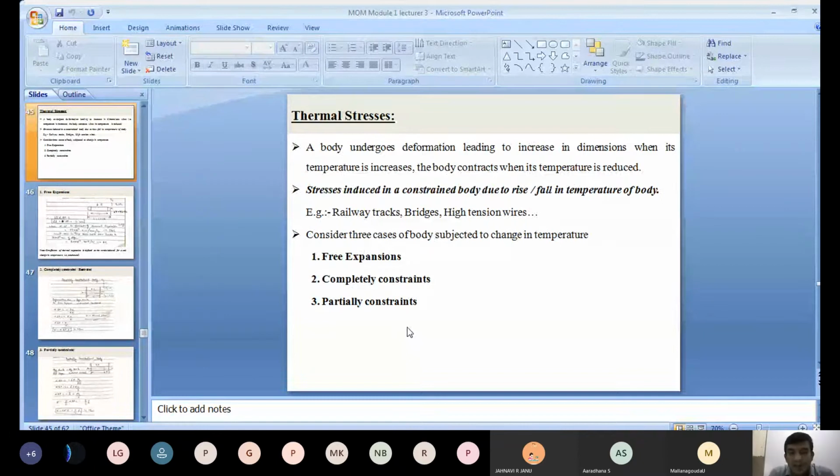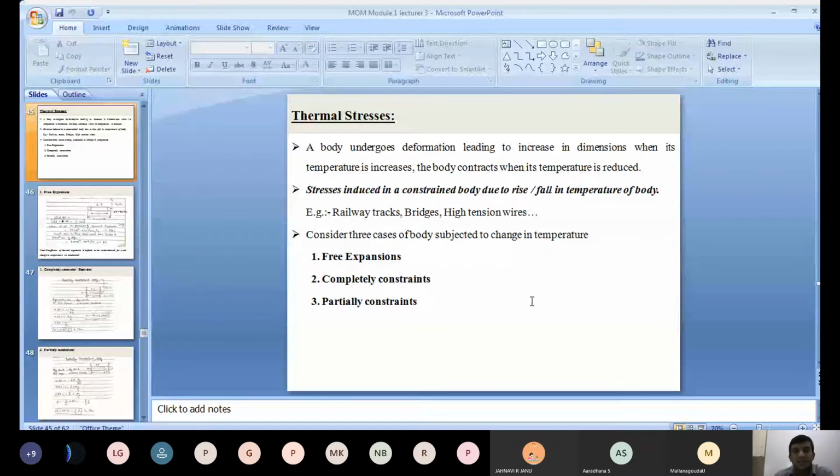Okay, so last class we discussed about thermal stresses. Thermal stresses occur in a component when the component is constrained. Constrained means the ends are restricted, ends will not move, means ends are fixed. Whenever there is a rise or fall in temperature of that body, you can see thermal stresses. The stresses induced in a constrained body due to rise or fall in temperature of the body are called thermal stresses.